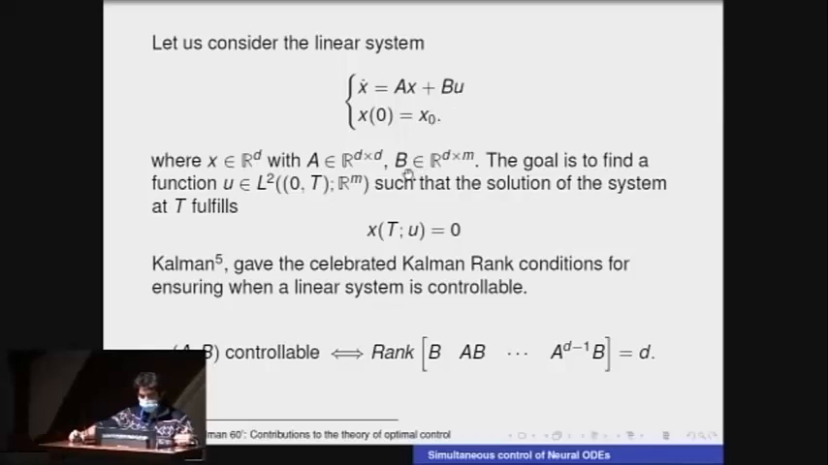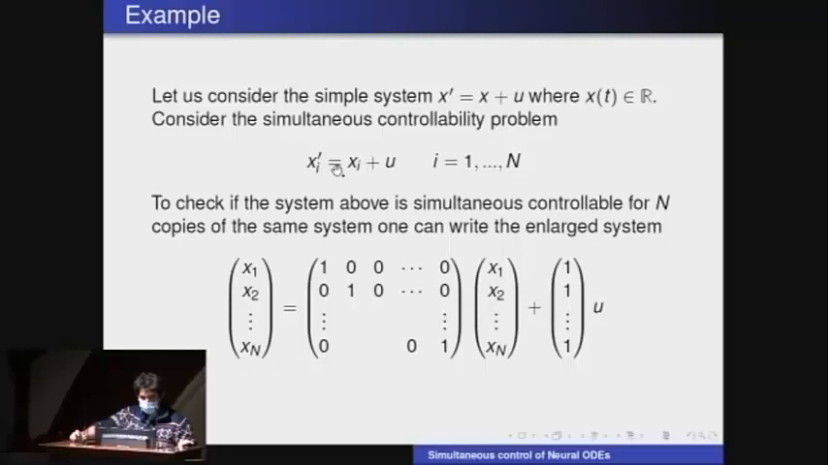Here we have a linear system, x dot equals Ax plus Bu, where u is the control. It is very classic in control theory that for any initial data and any target, the system is controllable if and only if the Kalman rank condition is satisfied. One computes this matrix and computes its rank, and if it is equal to d, then the system is controllable.